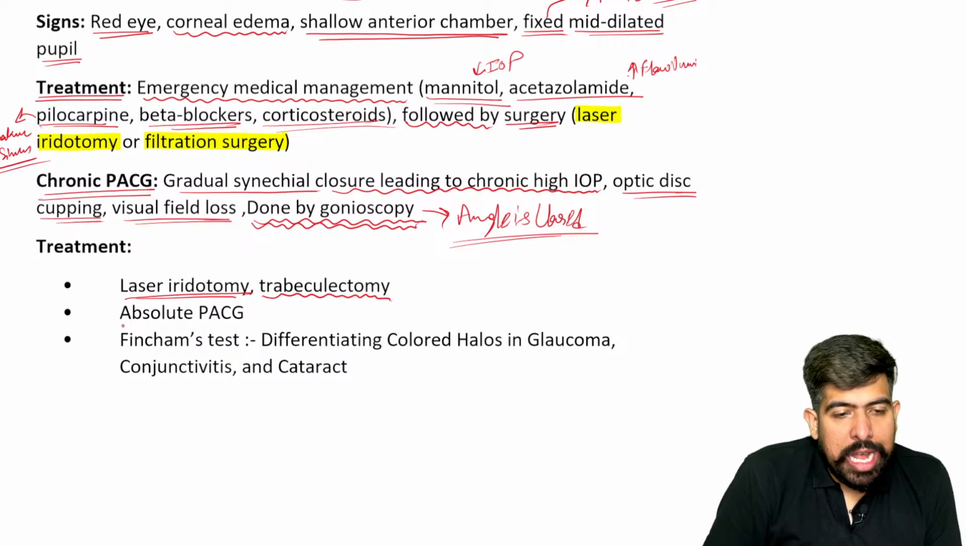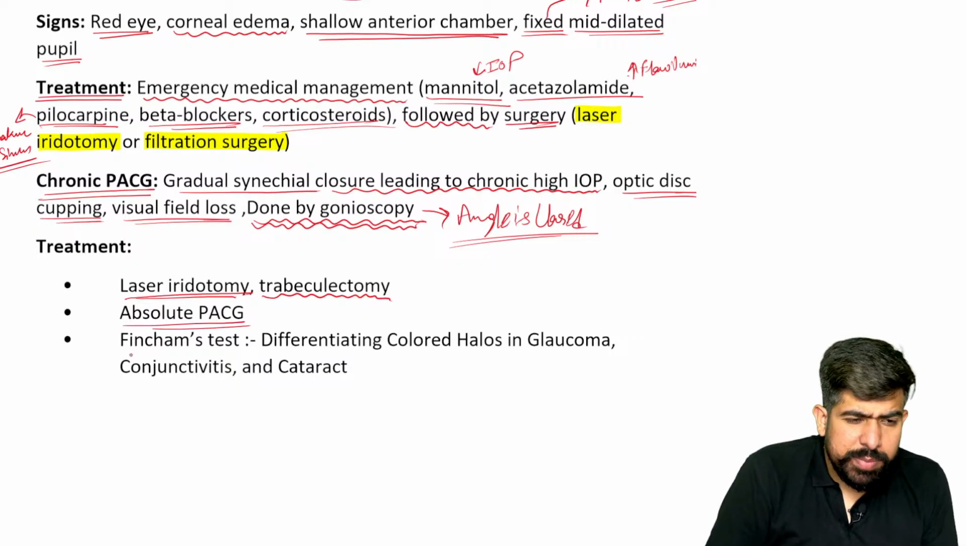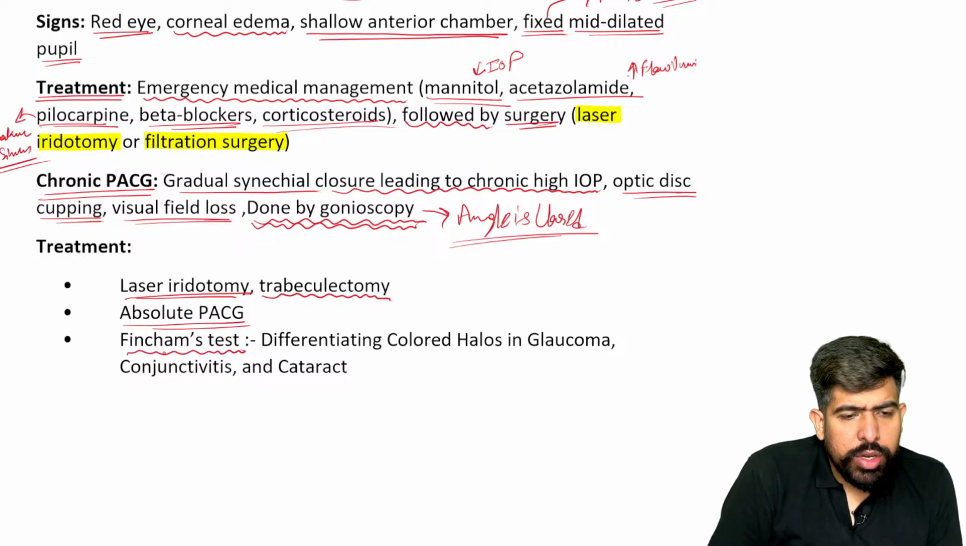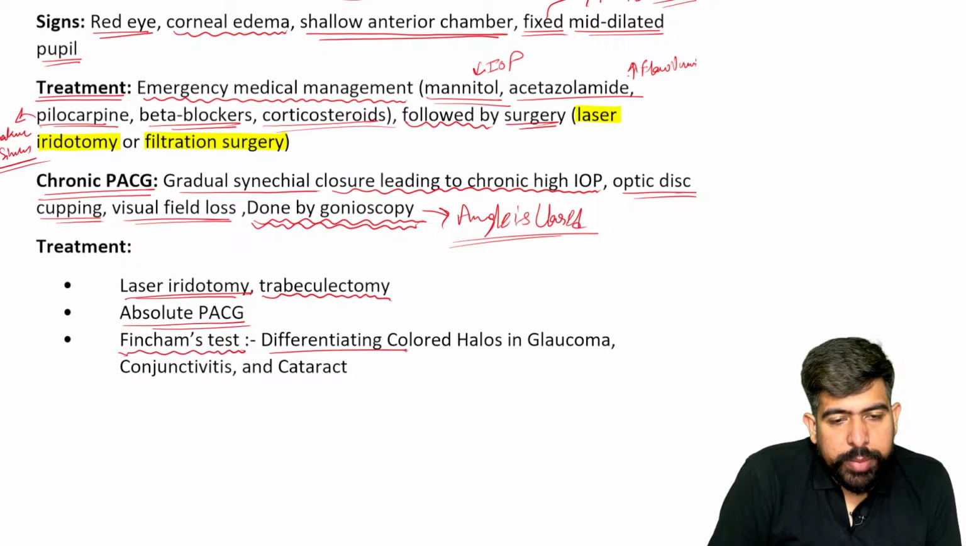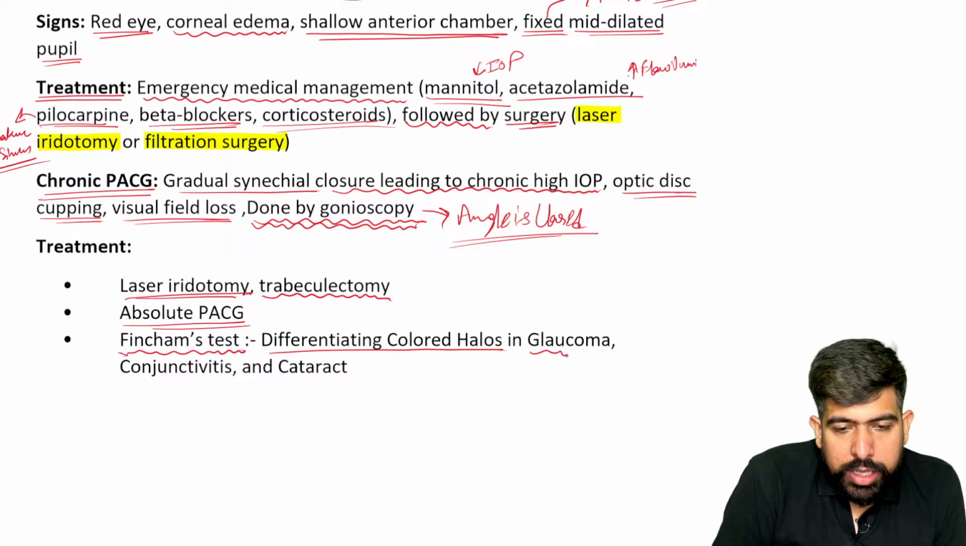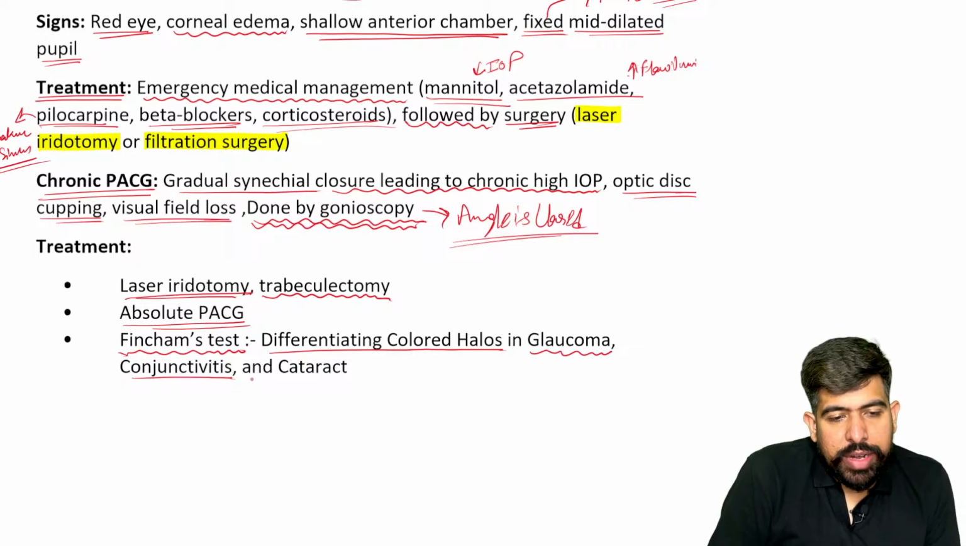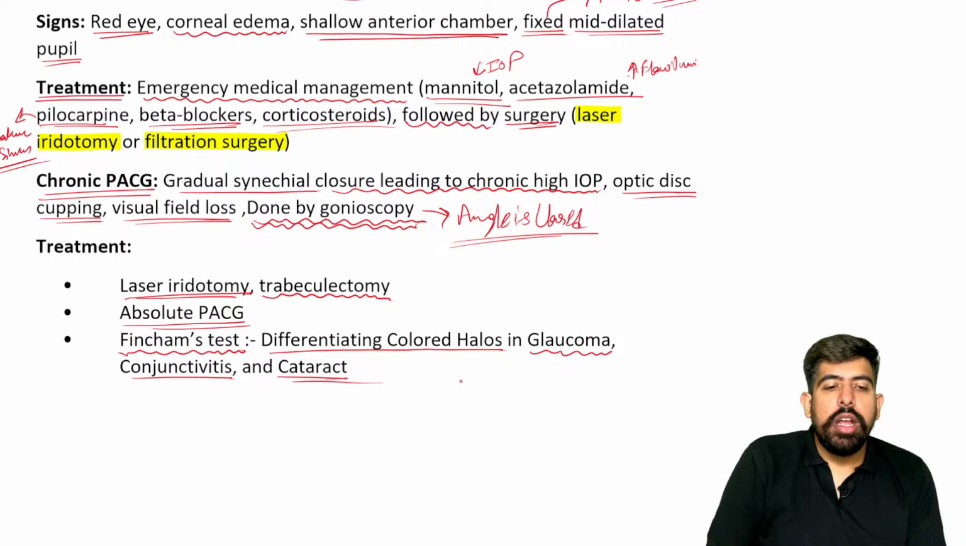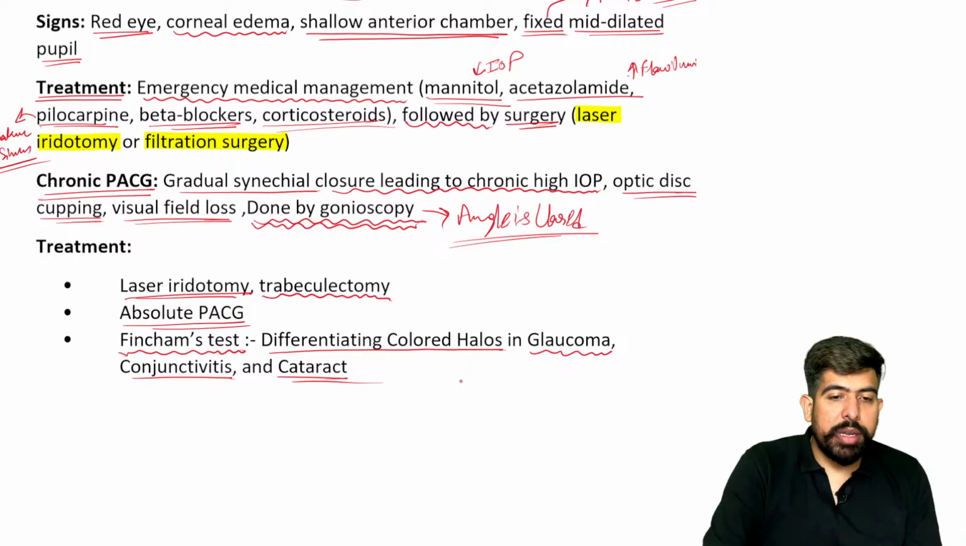Okay. For absolute angle closure glaucoma, we can do the Friedmann test. For differentiating the colored halos in glaucoma from those in conjunctivitis and cataracts, we can differentiate between them by the Friedmann test, right?